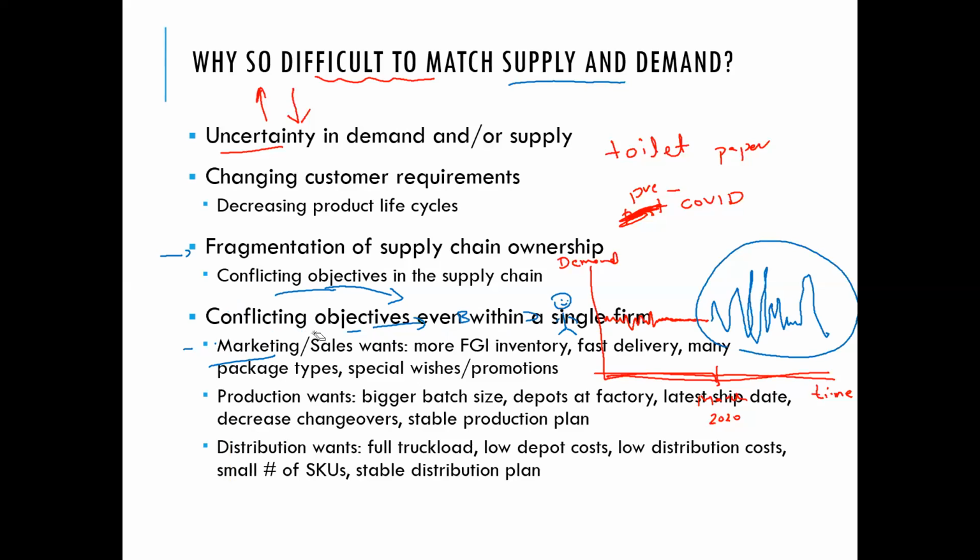So fragmentation in a supply chain creates problems, but even if there are conflicting objectives within a single firm, that creates some problems in terms of matching supply and demand as well. Generally, marketing and sales want more inventory, while production wants bigger batch sizes. Relatively, they want to have lesser inventory. This is something we will discuss in detail when we go to our chapter on inventory management. So a combination of these three factors generally creates this problem where it becomes difficult to match supply and demand.